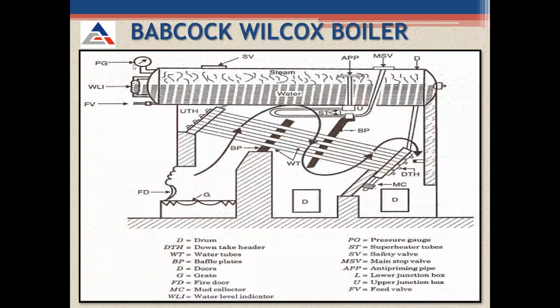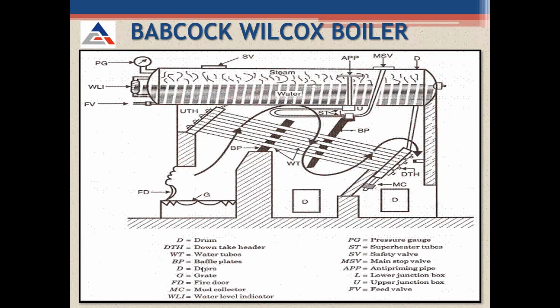And this is the Babcock-Wilcox boiler, and the various parts here are, the first one is a drum. This is the main drum. Then the downtake header. Then water tubes are there. These are the water tubes, the slanting water tubes. This is the downtake header, DTH, and here UTH is the uptake header.